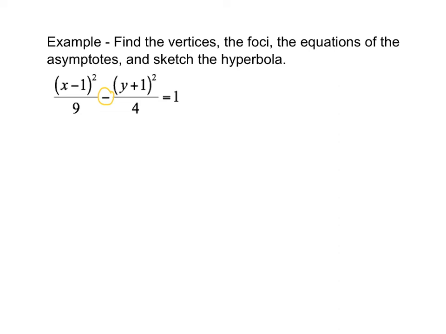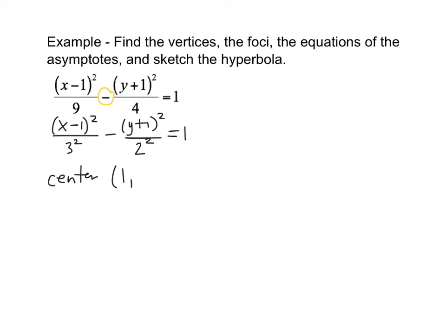First thing that we're going to want to do is rewrite this with the denominators as numbers squared, because that's going to help us figure out and draw our box appropriately. So we're going to rewrite the 9 as 3 squared and the 4 as 2 squared. Okay. We know that because we have minus 1 from x, that the center x coordinate is 1. And we know that because we have plus 1 with the y, that the center y coordinate is negative 1.